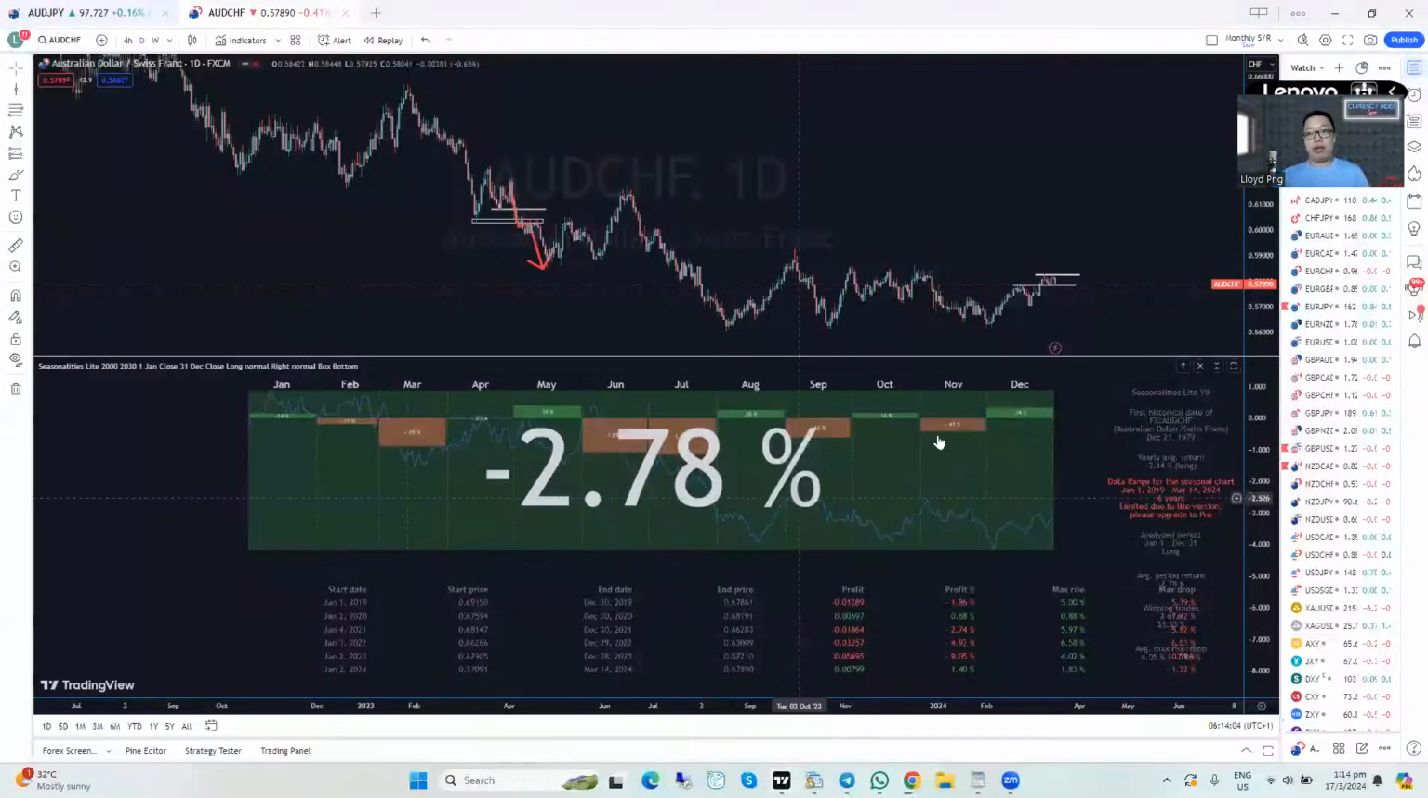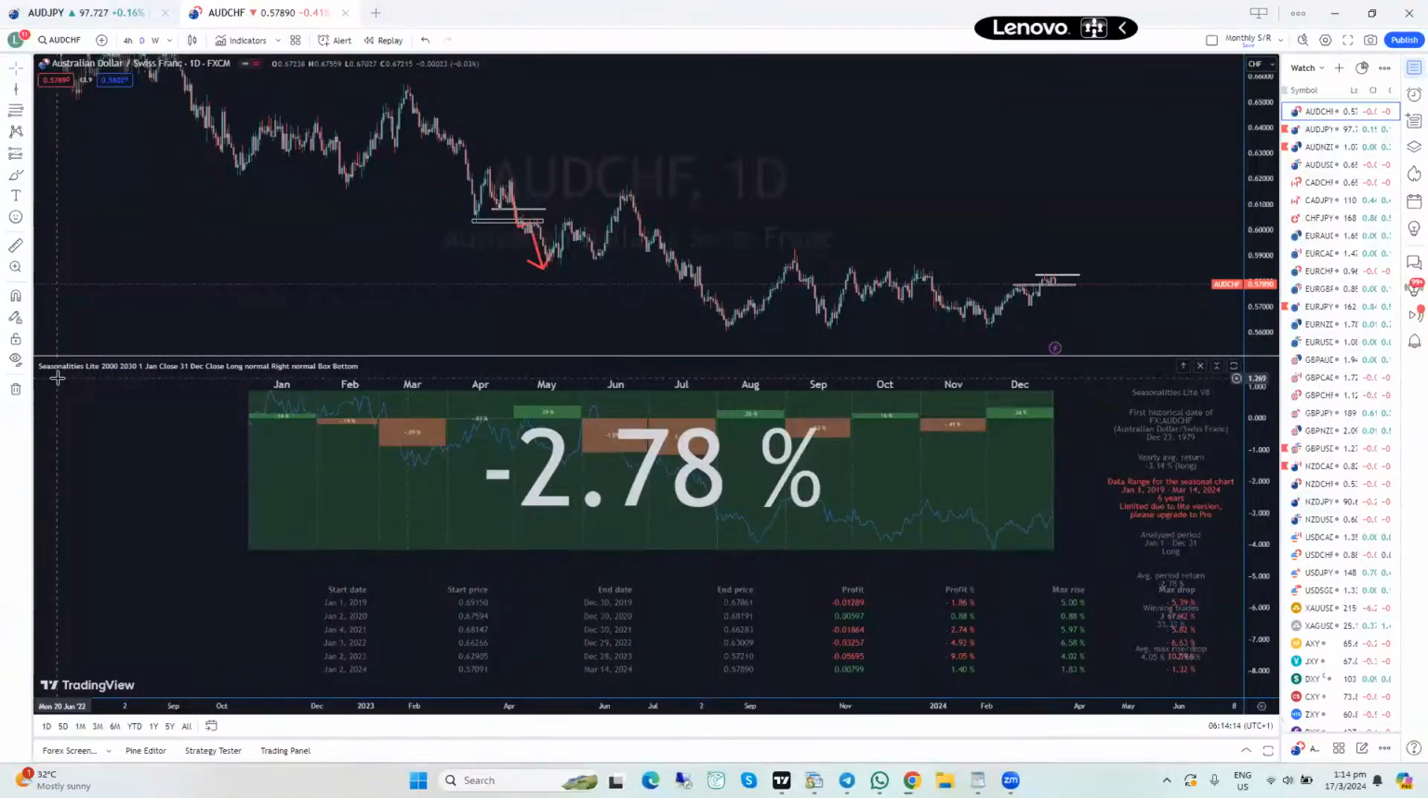So let's just make use of some free stuff that's floating around, and top of our list is actually TradingView. In TradingView you can find this Seasonalities Lite. I'm sure you can find a lot of other seasonality indicators, but this is the one that I use. This is for easy reference. You can see that it just tabulates the past years and shows how seasonally each pair performs.